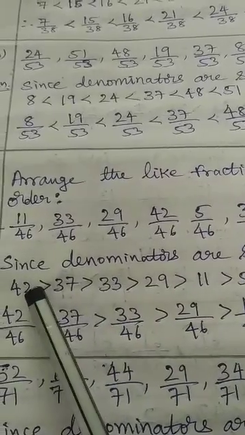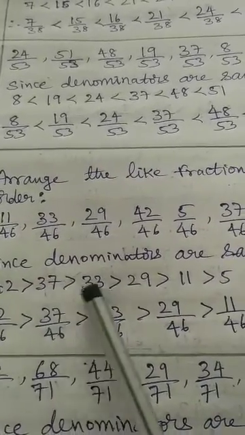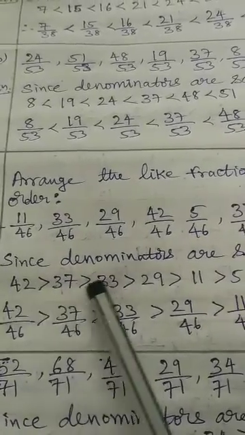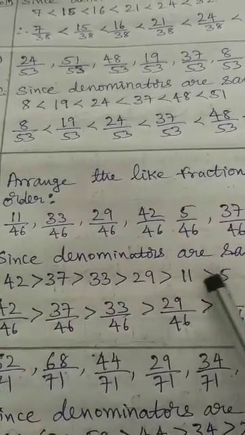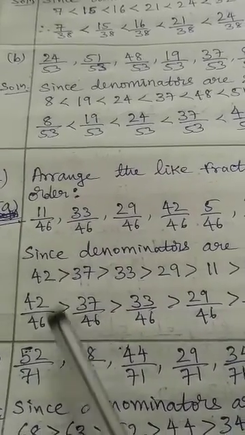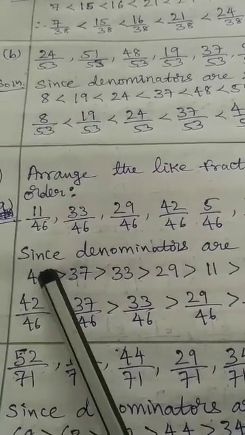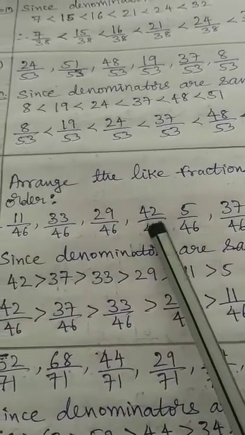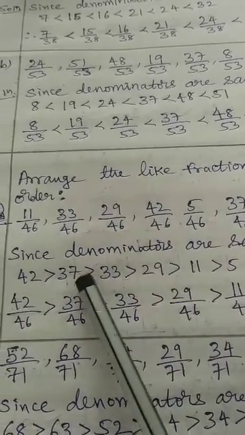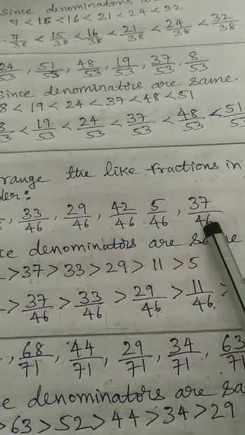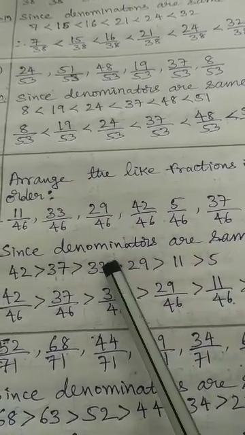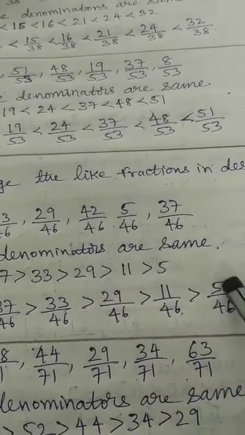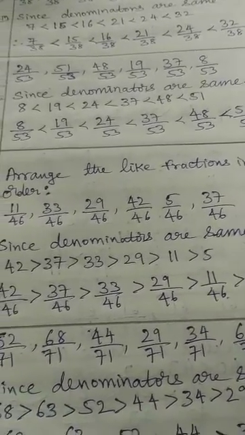As you go on, big to small, you can see last 5. So these fraction numerators are arranged in descending order. Afterwards, its fraction you have to write. 42 means 42 by 46. You can see here 42 by 46. 37 means 37 by 46. So 33 means 33 by 46. 29 by 46. 11 by 46. 5 by 46. Like this.